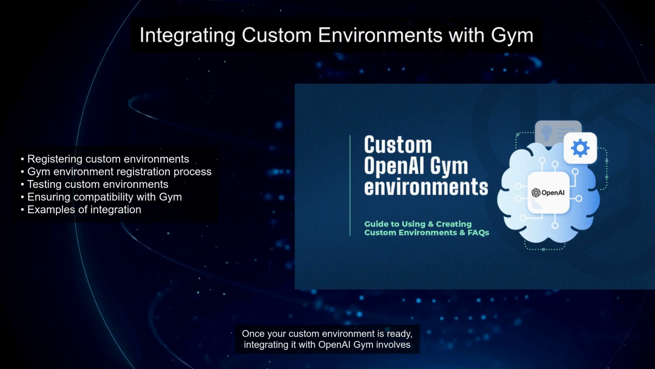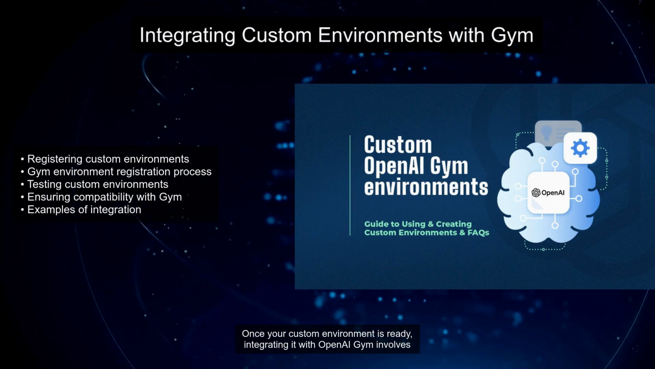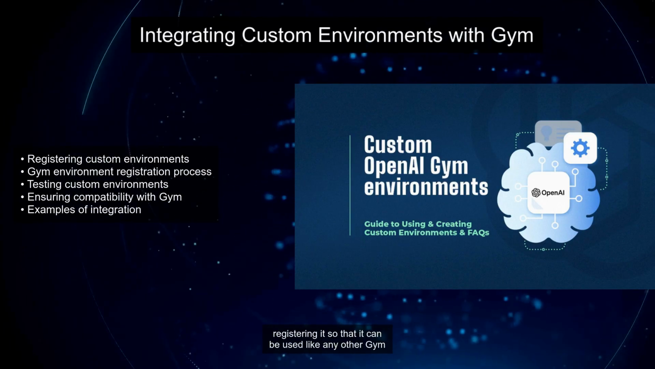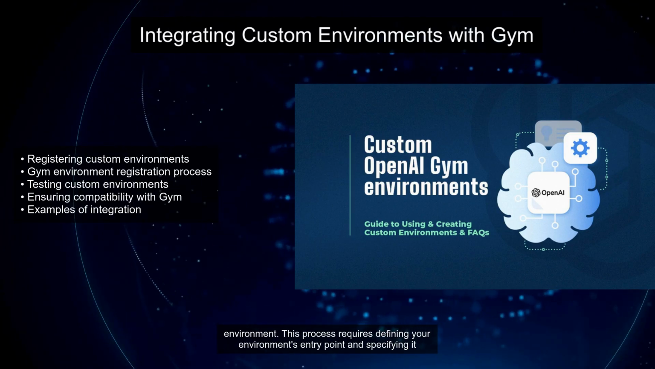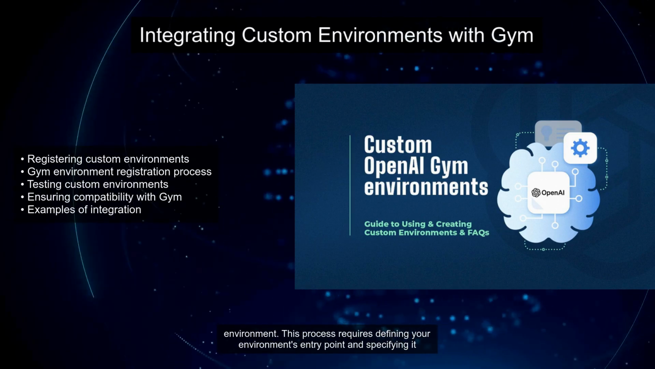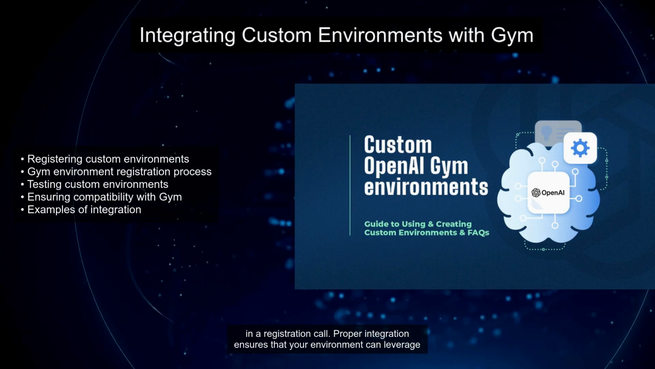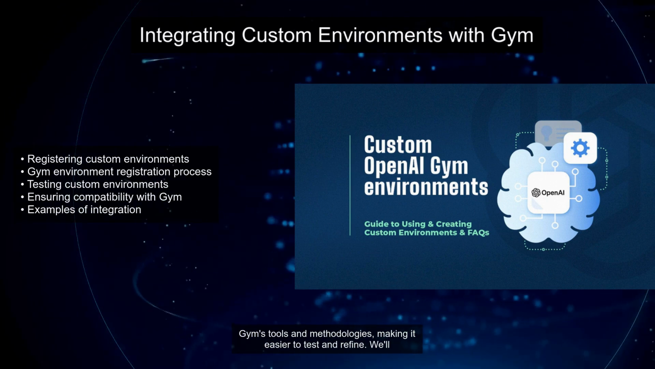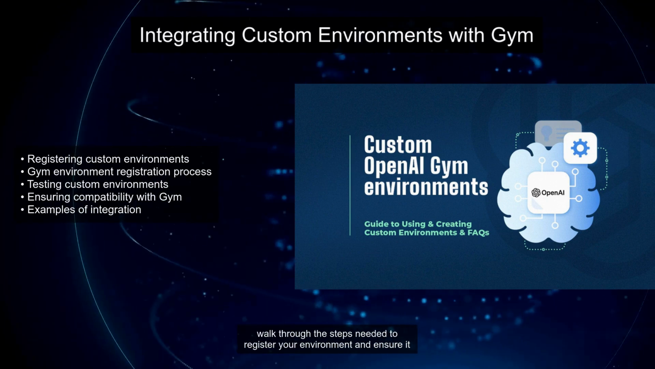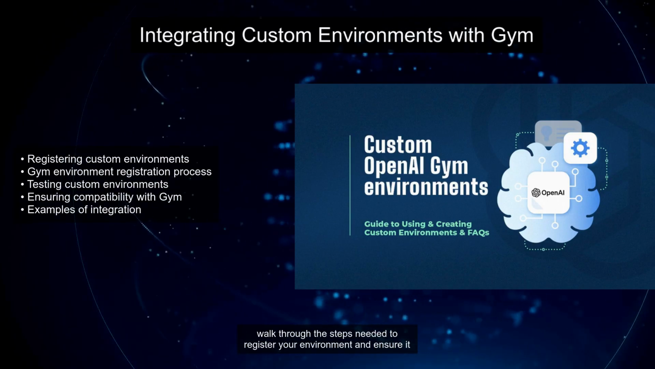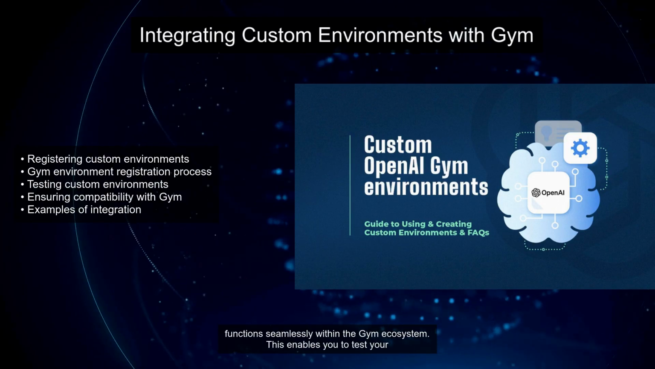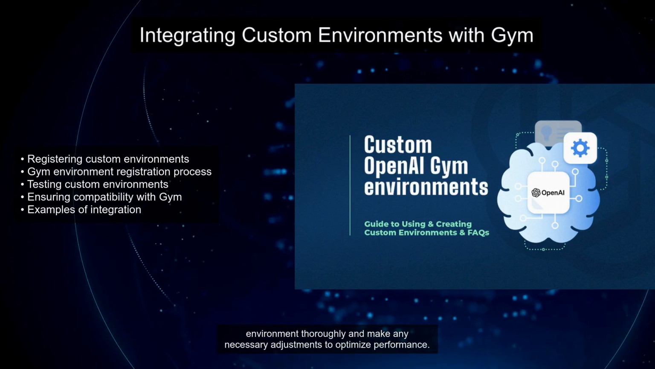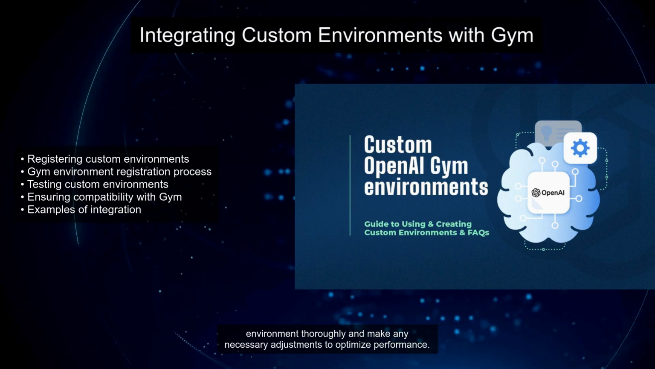Once your custom environment is ready, integrating it with OpenAI Gym involves registering it so that it can be used like any other gym environment. This process requires defining your environment's entry point and specifying it in a registration call. Proper integration ensures that your environment can leverage Gym's tools and methodologies, making it easier to test and refine. We'll walk through the steps needed to register your environment and ensure it functions seamlessly within the Gym ecosystem. This enables you to test your environment thoroughly and make any necessary adjustments to optimize performance.